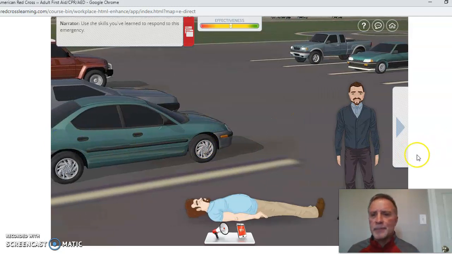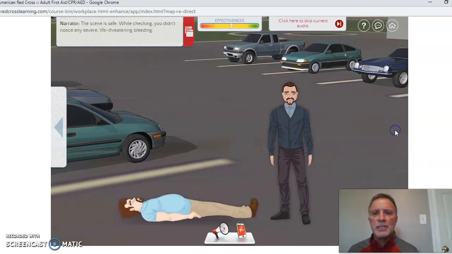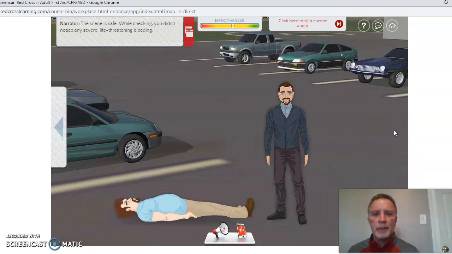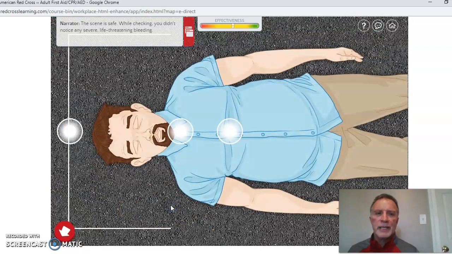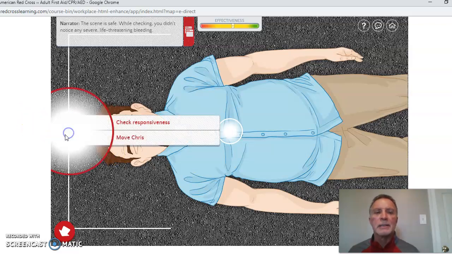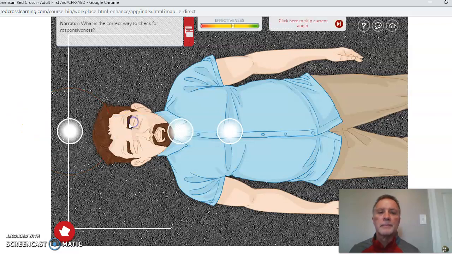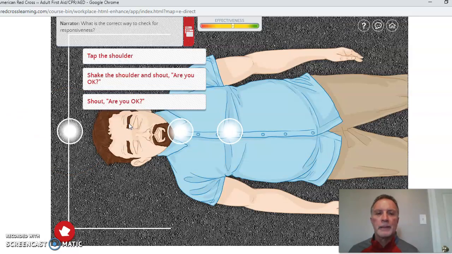Check the scene. So this is to look for danger, as we said, the D. Safe. While checking, you didn't notice any severe life-threatening bleeding. So we're going to go to the victim. Did he just fall over faint? Is he responsive? So let's find out what the R is. What is the correct way to check for responsiveness? So we're just going to touch the shoulder and shout, "Are you okay?"